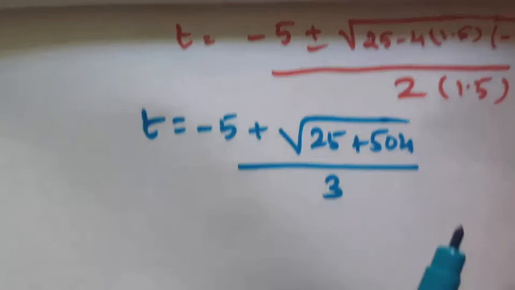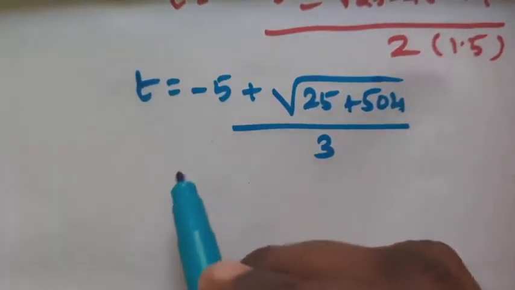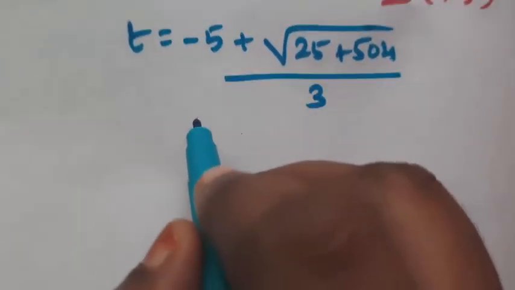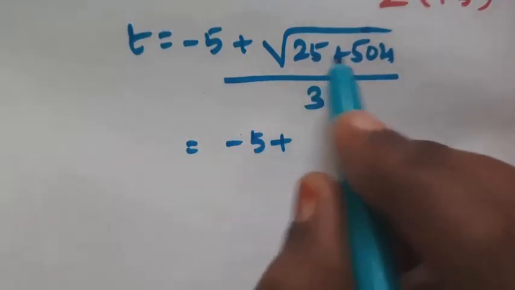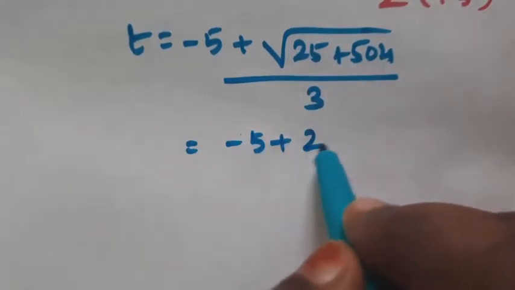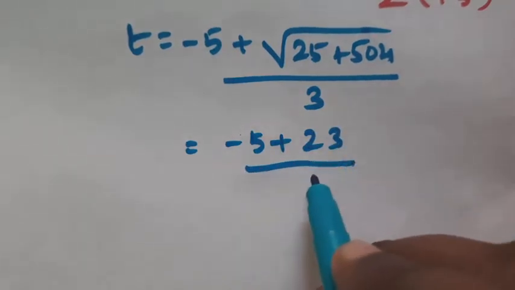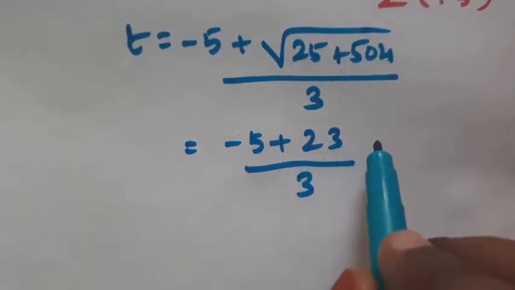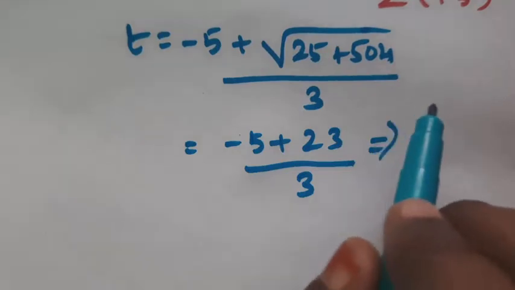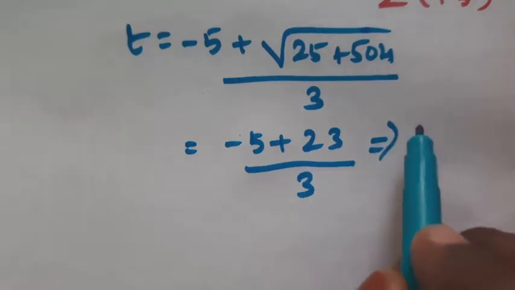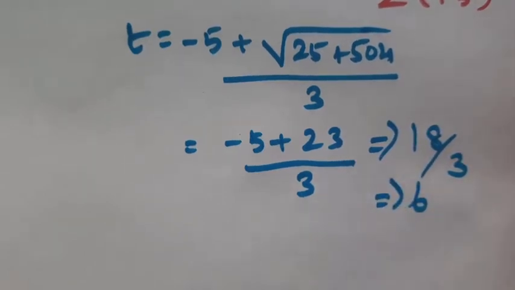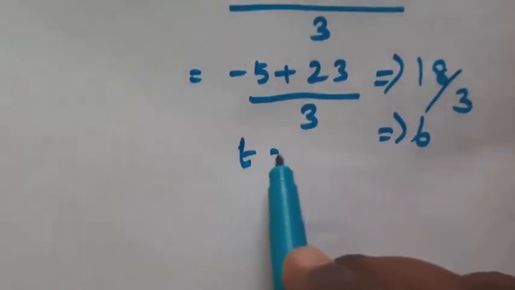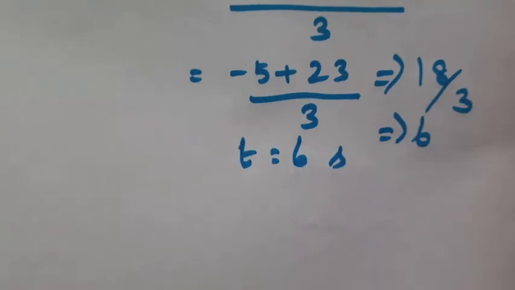So what is the result of this one? We have to find it. Minus 5 plus the square root of this one, the result is 23, divided by 3. So what is the result you are having now? This is 23 minus 5, the result is 18. 18 by 3, the result is 6. So now you found out that t is equal to 6 seconds.